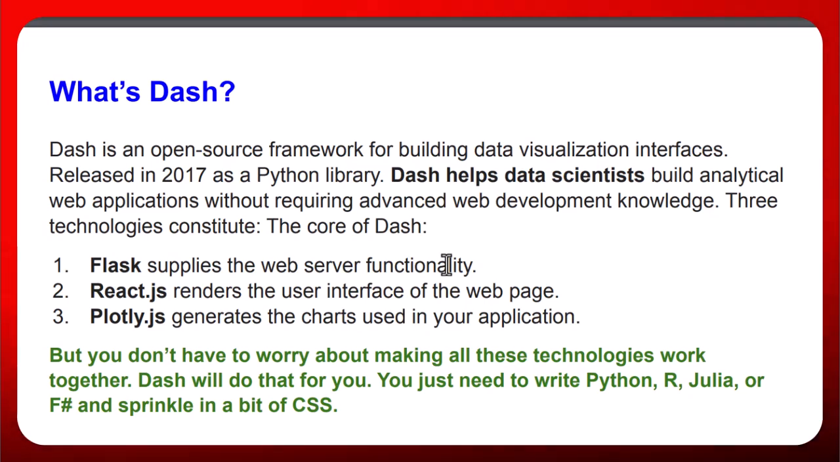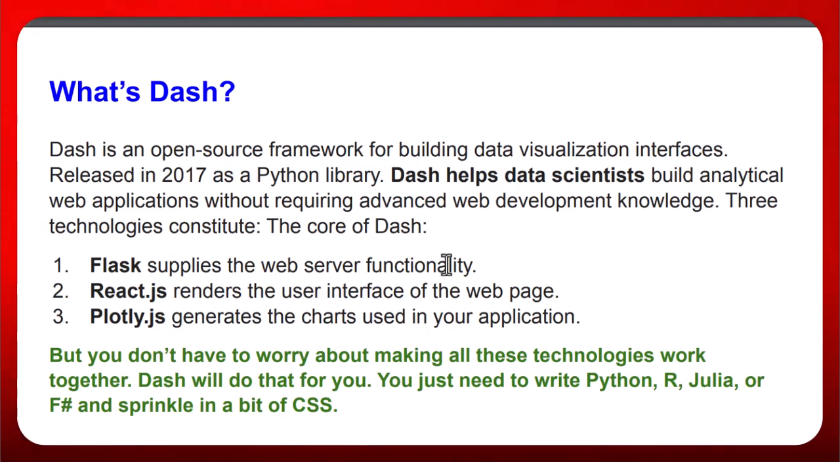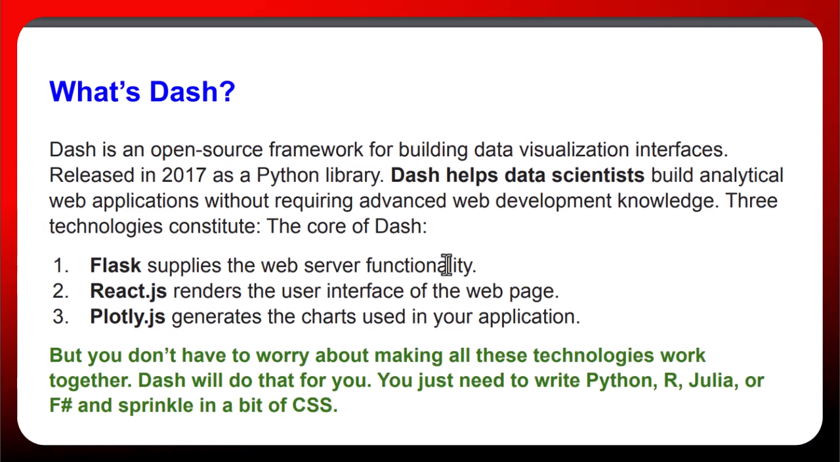Dash is an open source framework for building data visualization interfaces, released in 2017 as a Python library. Dash helps data scientists build analytical web applications without requiring advanced web development knowledge. Three technologies constitute the core of Dash. Flask supplies the web server functionality. React.js, or JS, renders the user interface of the web page, and Plotly generates the charts used in your application.